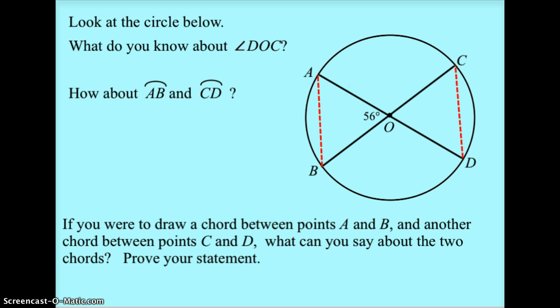Well, knowing that AO, CO, DO, and BO are radii, we know that they are congruent. I know that angle AOB and angle COD are also congruent because of vertical angles. Therefore, triangle AOB and triangle COD are congruent to each other by side angle side. Therefore, we just proved AB and CD are congruent to each other.